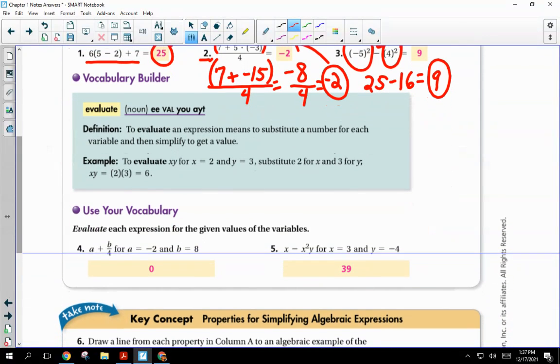Vocabulary builder. Definition: to evaluate an expression means to substitute a number for each variable and then simplify to get a value. So when it says evaluate before homework, you're just substituting a number in and solving. So for this one, x equals 2 and y equals 3. Substitute 2 in for x and 3 in for y. The first expression says xy. So you're going to say 2 times 3, and 2 times 3 equals 6. That's how you evaluate. So that's the key vocab for this lesson.